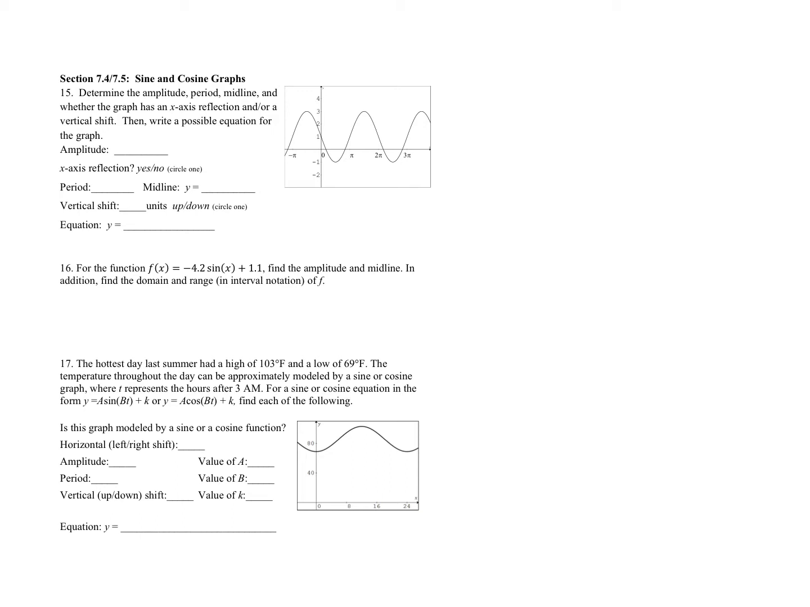So remember, with the amplitude, we take the high minus the low and then divide by 2. So that means our high is 3, our low is at -1. Divide that by 2, we're going to get 4 over 2, which is just 2. All right. Next, we want to decide if there's an x-axis reflection.